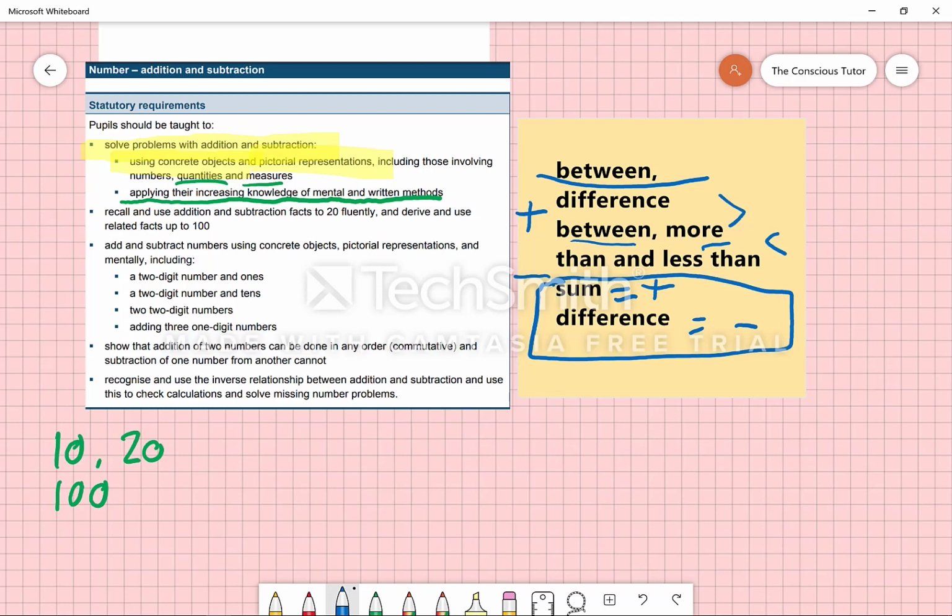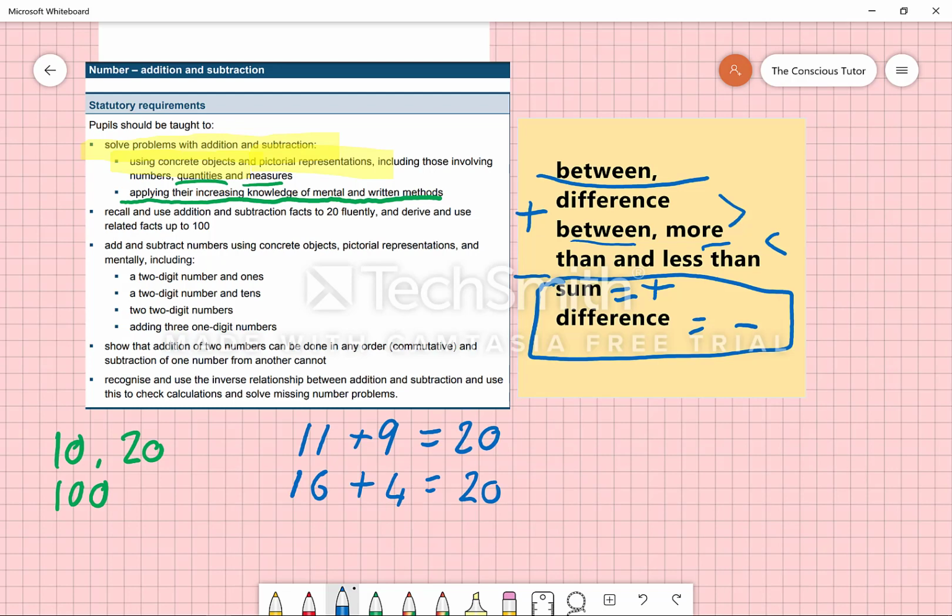For the second objective, to recall and use addition and subtraction facts to 20, that's their number bonds to 20 fluently, so quick recall, and derive and use related facts up to 100. So we looked at number bonds to 20 in the Year 1 video. Here's an example of a number bond to 20, 11 plus 9 equals 20. Here's another one. I could have 16 plus 4 equals 20.